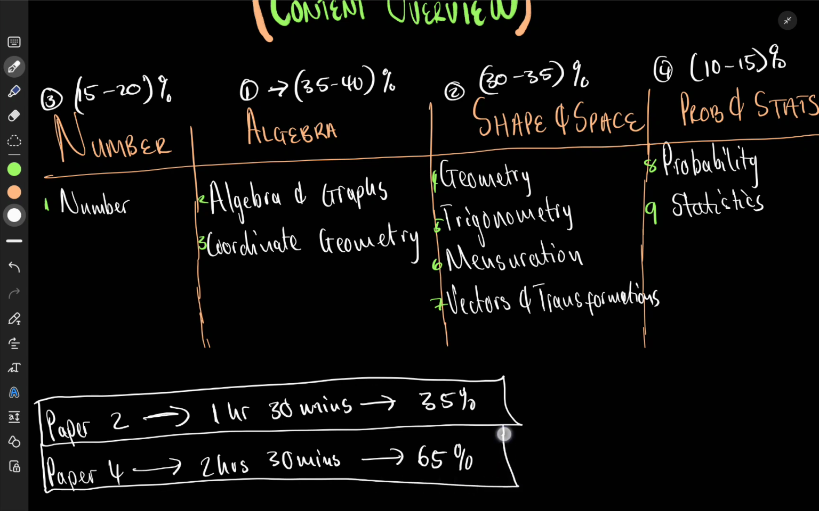Okay, so you can see this. This one will have 70 marks, and this one will have 130 marks. So in total, you'll be fighting for 200 marks. And this would be the percentage contribution that these 2 papers will have.